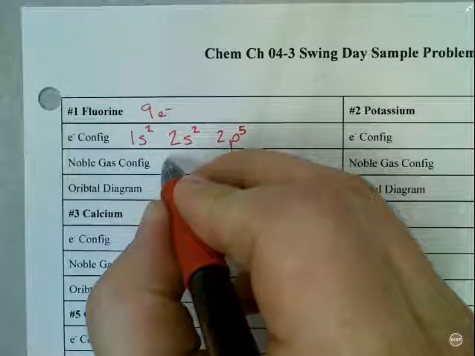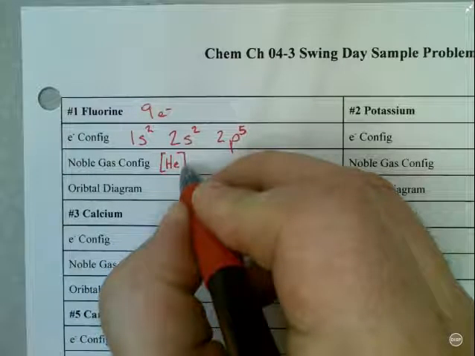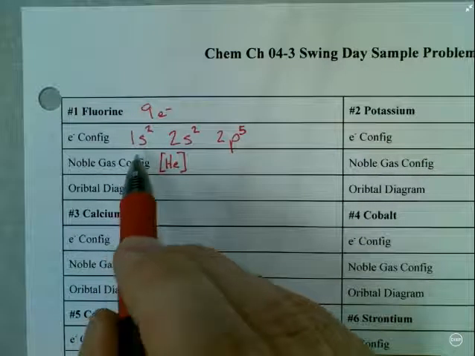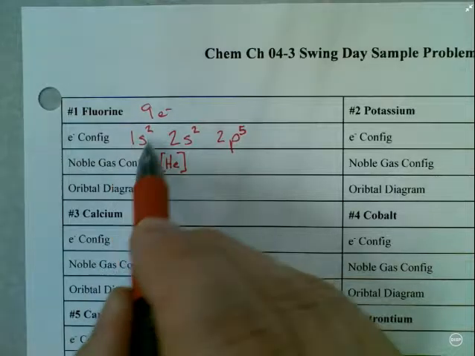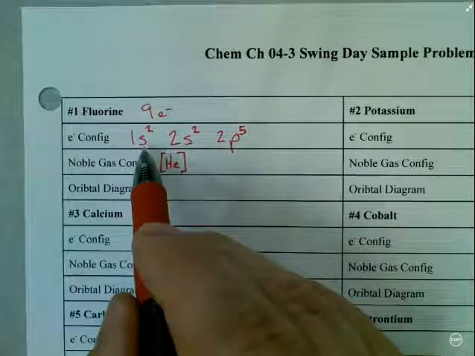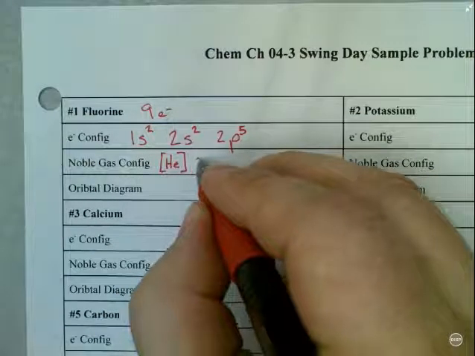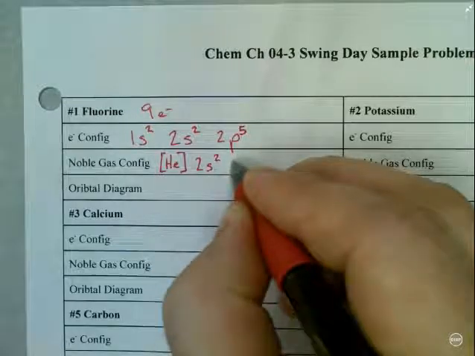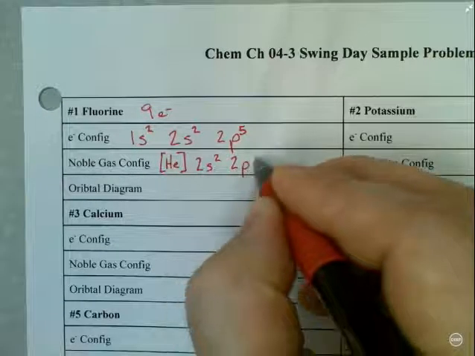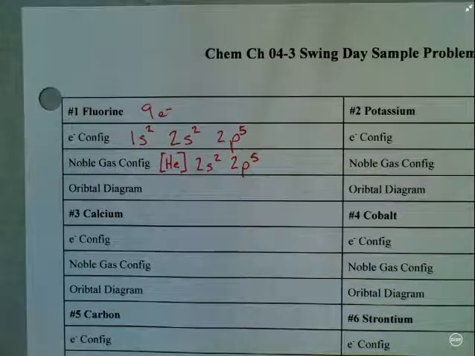So I'm going to write helium in brackets. And what that does is it represents all the inner shell electrons. Now, for this particular example, it's not going to help me that much because all I don't have to write now is 1s2. Because in the outer shell, I still have 2s2 and 2p5. But that's the noble gas configuration for fluorine.